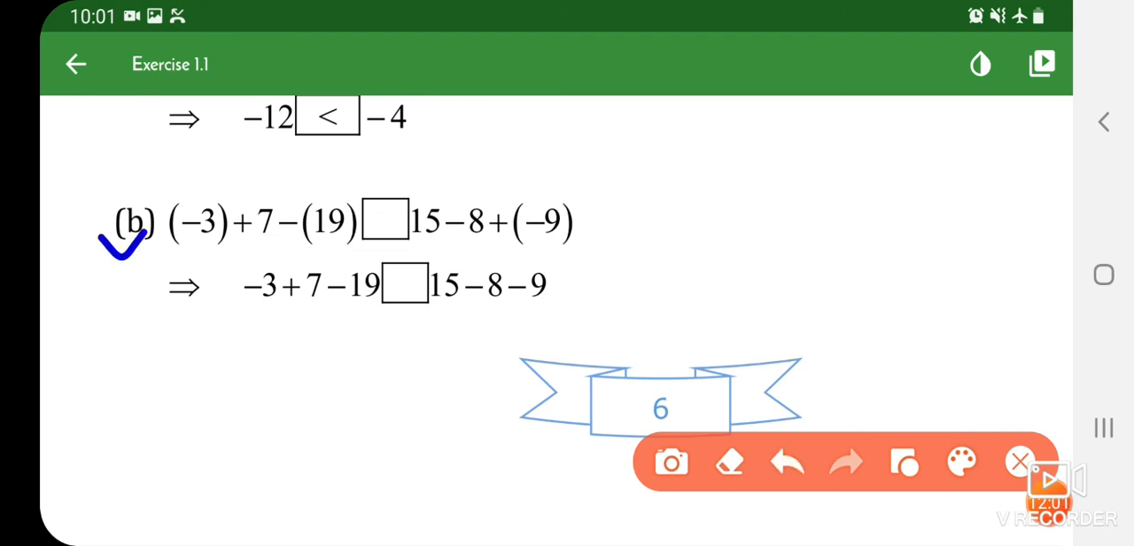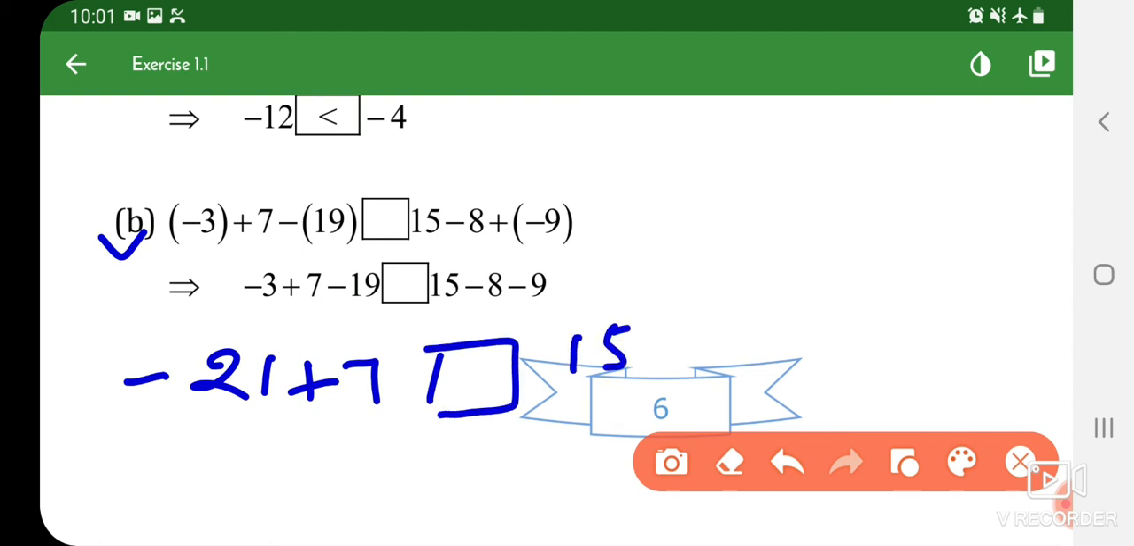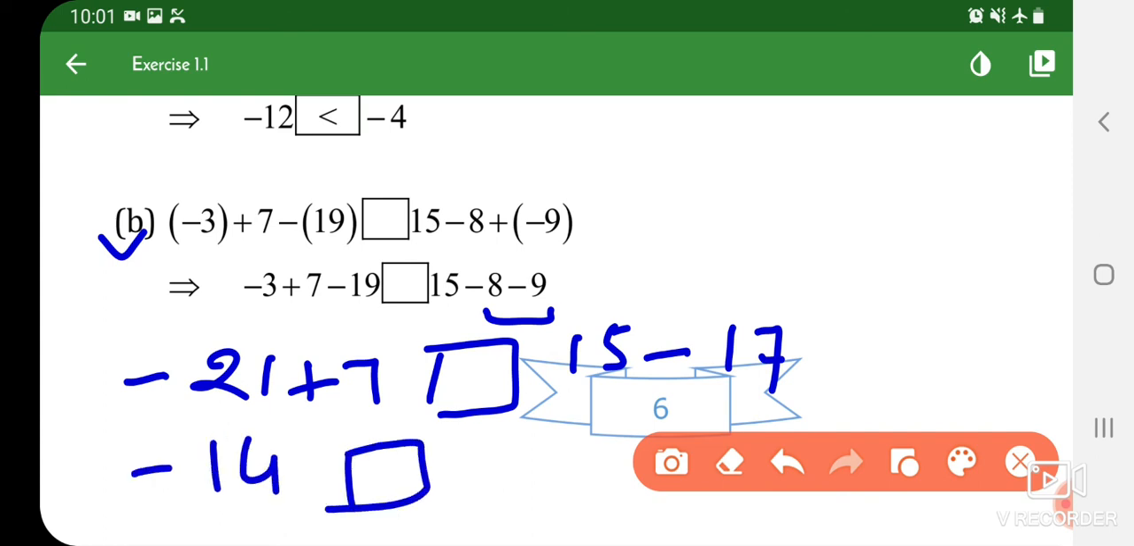Okay, so we have to solve it. Minus 3 plus 7 minus 19. Okay, so minus 3 plus 7 minus 19. So minus 19 and minus 3, minus and minus is plus, so minus 21 and plus 7. And this 15, 8 and 9, so minus and minus is plus, because the symbol is minus. 8 and 9 is 17. Okay, so 21 and 7, so minus 14. And this is minus 2. So which is greater? This one is greater.